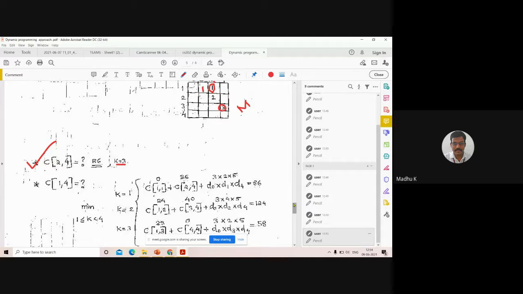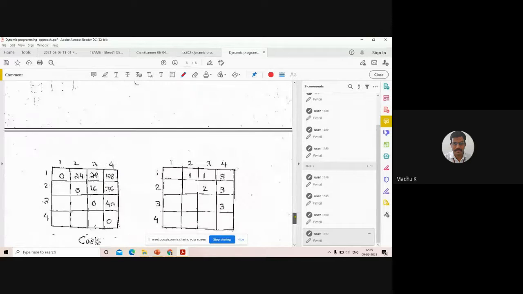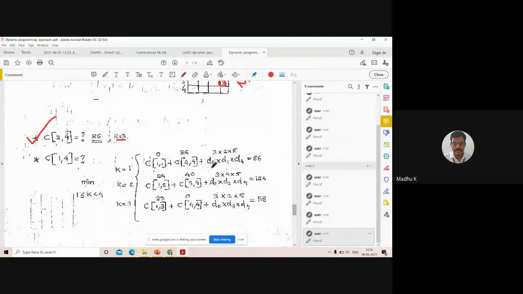Next, after completing that, I will take the last element, C of 1 comma 4. We will apply the same concept. You can note the equations here. Just try yourself: k is equal to 1 is one case, k is equal to 2 another case, k equal to 3. We will get the values of these from the previous tables. I substituted these values and got 86, 124, 58.